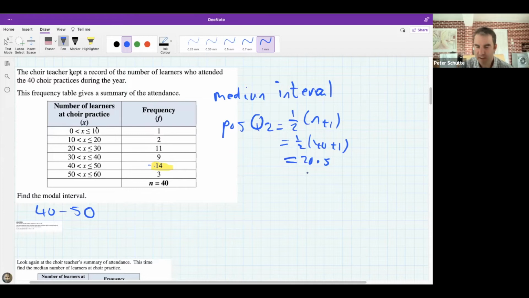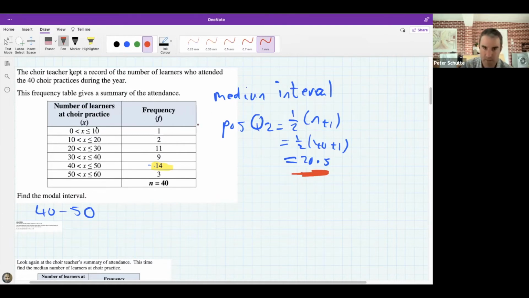Yeah, so Loretta, the fact that it's 20.5 doesn't really matter. It's more about which interval this falls into. So I know that there's one item in the first one. If I add 2 more, I've got up to 3. Now remember, I'm trying to get to position 20.5. If I add 11 to that, we've got 3, so it's 14. So I'm still not there. And when I add 9 to 14, it feels like I finally get to an interval that will contain this position.